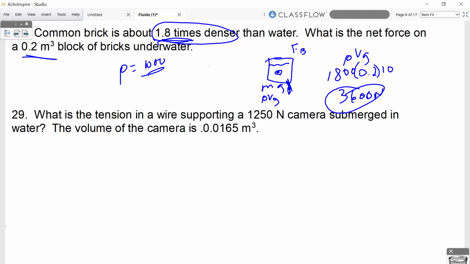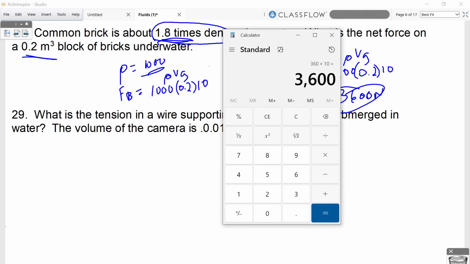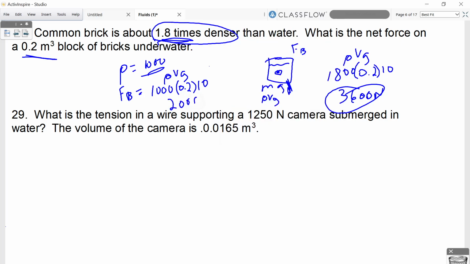So then the question is, well, how much is water, right? So water is 1,000. They're giving us our volume, 0.2 times gravity. So we're looking for the buoyant force here. Okay, we're just going to go ahead and multiply. 2,000. So this is 2,000. That's how much the water is being pulled up.